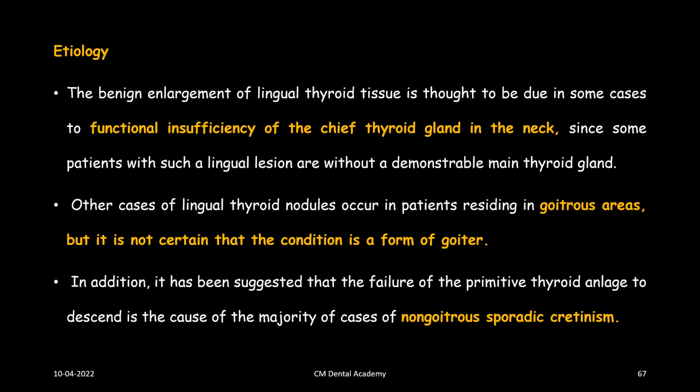The benign enlargement of lingual thyroid tissue is thought to be due to functional insufficiency of the chief thyroid gland. Other cases of lingual thyroid nodules occur in patients residing in goitrous regions, but it is not certain that the condition is a form of goiter. In addition, it has been suggested that failure of the primitive thyroid gland to descend is the cause of the majority of the cases.